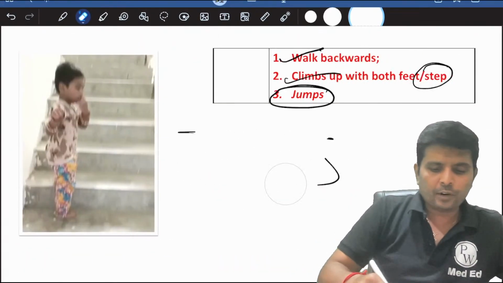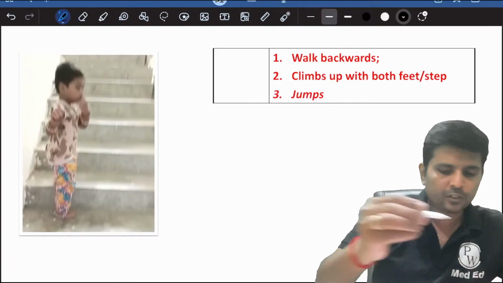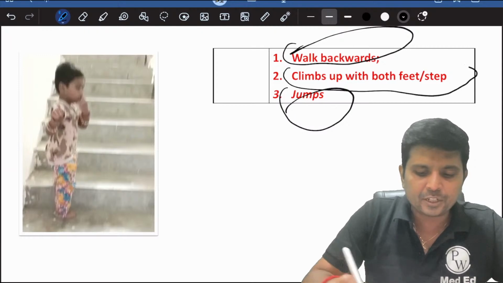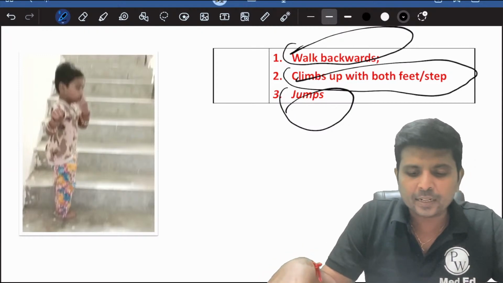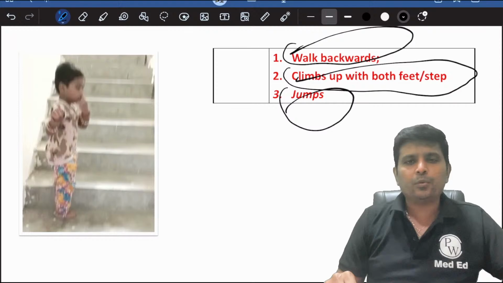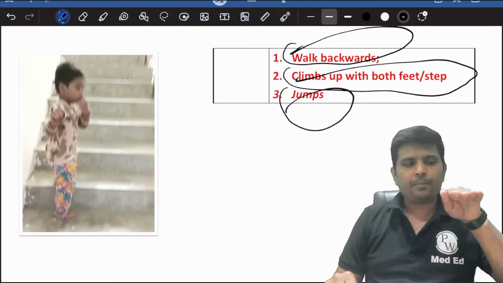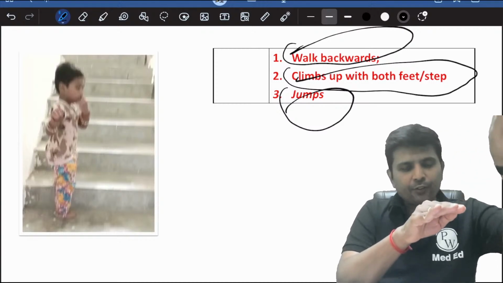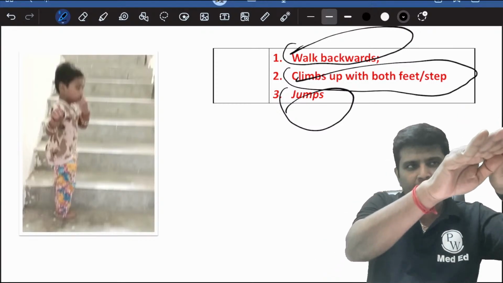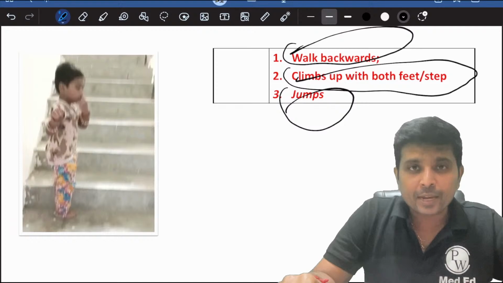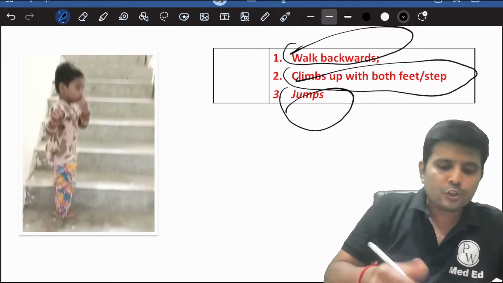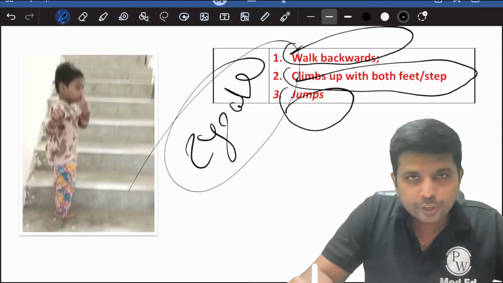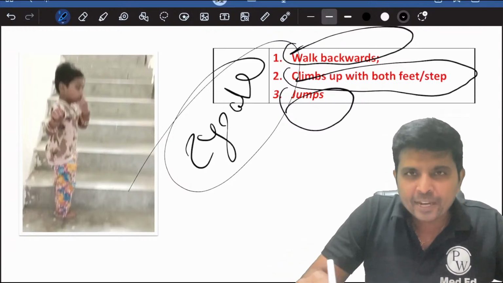Right. So what is this? The child can walk backwards, the child can jump, and the child can climb up with both feet in one step. What is called both feet in one step? Remember, this is the step. So left foot and then right foot in one step, again left foot in the next step, again right foot in the same step. So this is called climbing up with both feet in one step. This usually occurs by about 2 years. Remember, at 2 years, walking backwards, jumping and climbing.